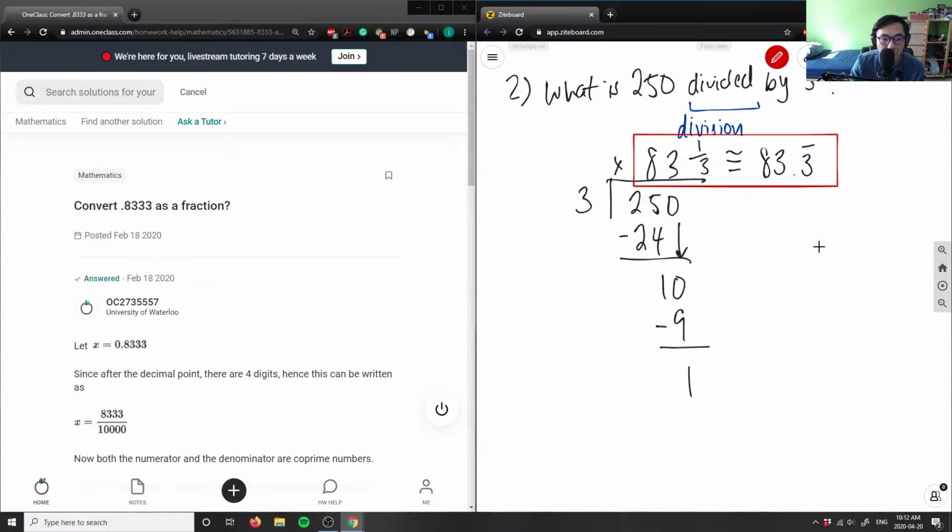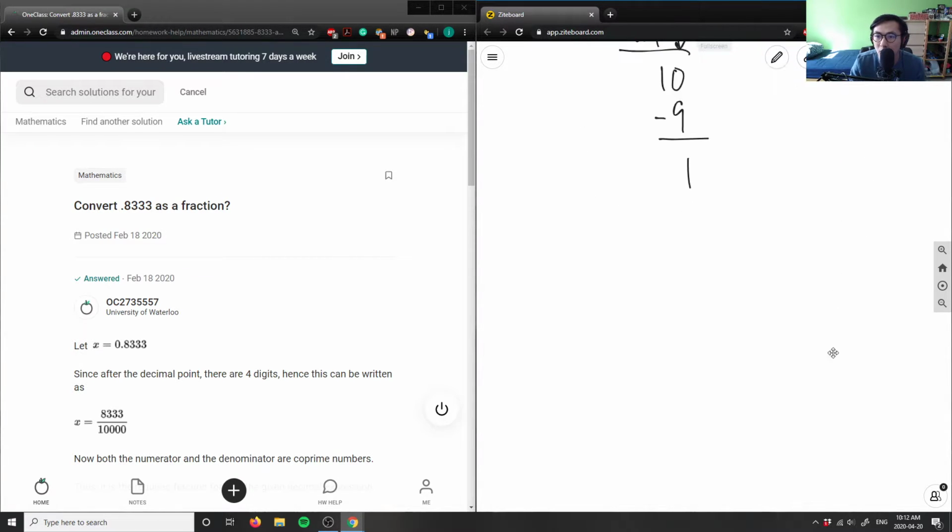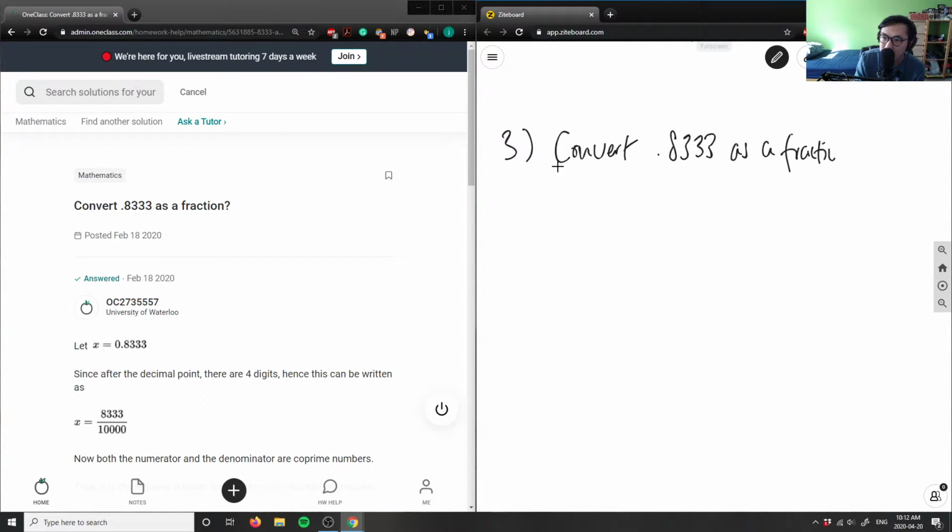Okay, so it says convert 0.8333 as a fraction. Okay. So let me do this. So we're doing a lot of conversions today between decimals and fractions. I find a lot of students have trouble. They shy away from fractions a lot because they don't like this process of division. So this is convert 0.8333 as a fraction. So we're converting this to a fraction, right?